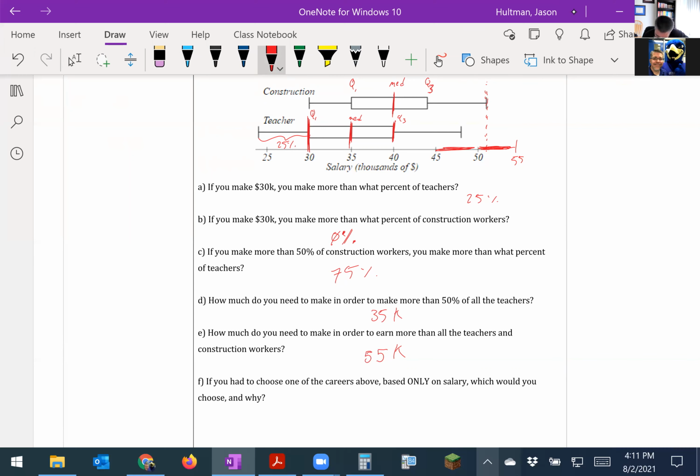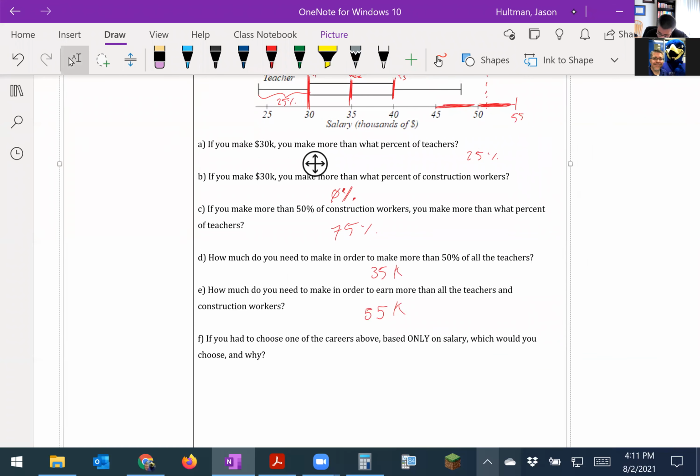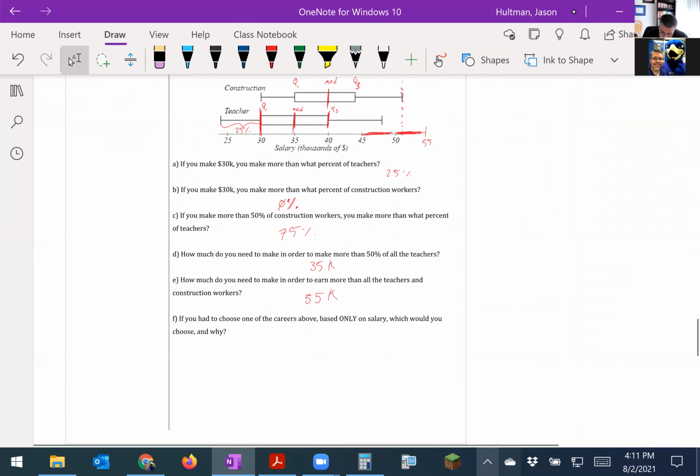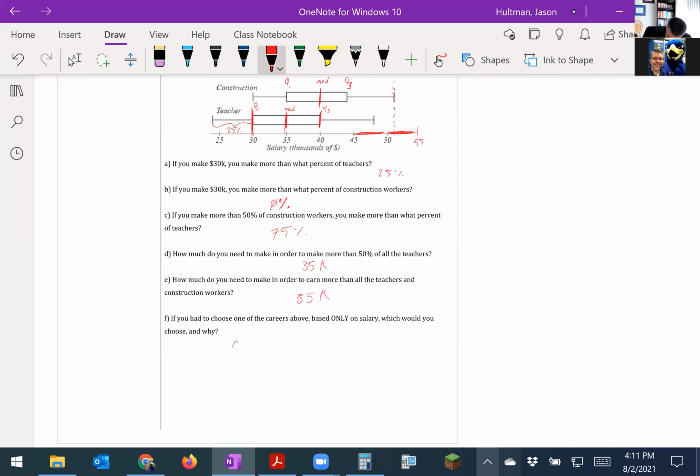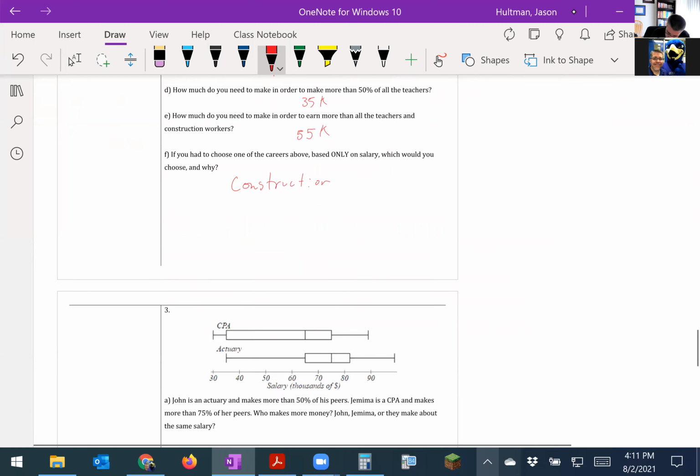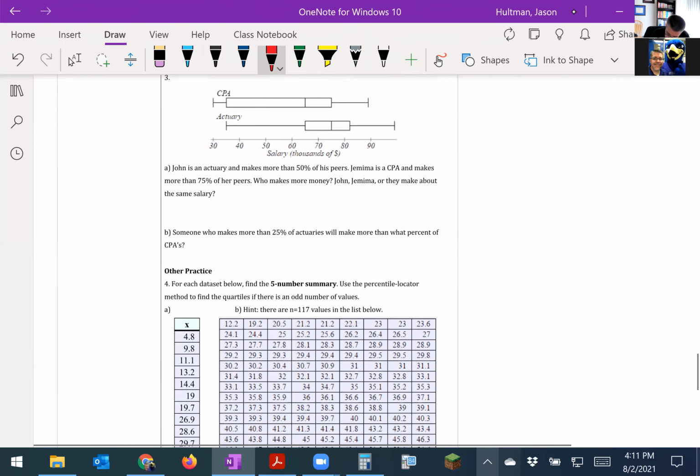If you had to choose one of the careers above based only on salary, which would you choose and why? Well, obviously, if you want to make more money, you would choose the construction worker. I'd choose construction over teaching. Okay, let's go to our final page here.